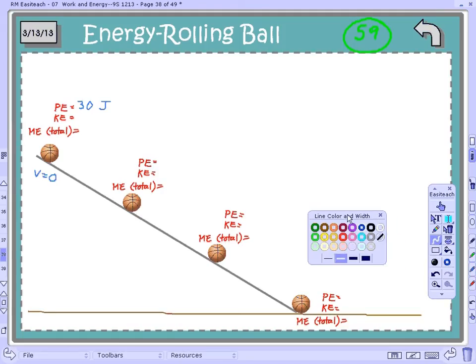So this is a classic energy problem. The question is what happens to the energy as the ball is rolling down? In general, does anybody want to say what's going to happen to the potential energy, or what's going to happen to the kinetic energy? So which one's going to decrease? Okay, she said the potential's going to decrease.